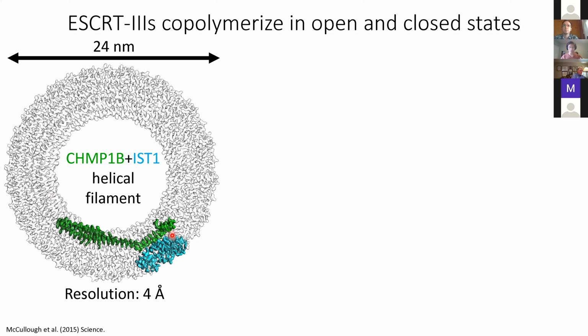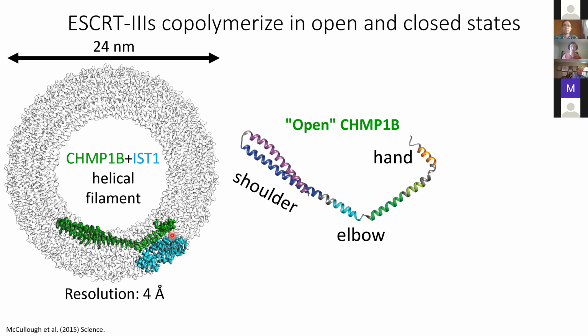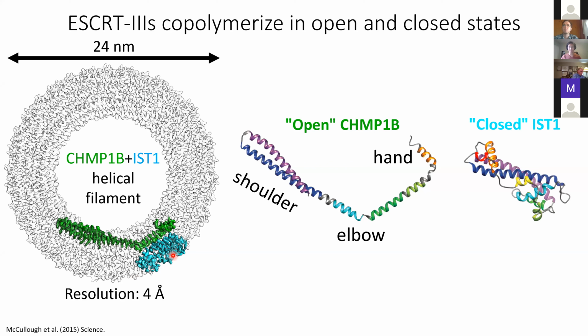Then what was really surprising too was bound to the outside of this, and the second layer was IST1, and IST1 was in this closed conformation. So this showed that both open and closed SCOR3s can polymerize together and form these filaments.